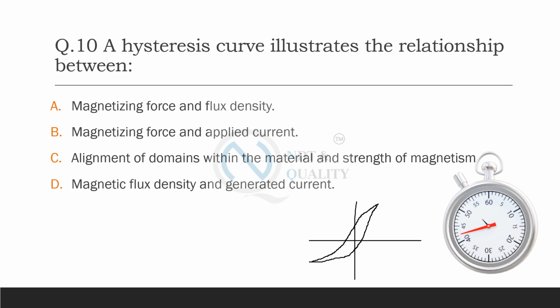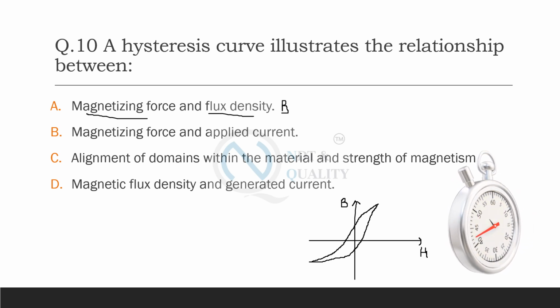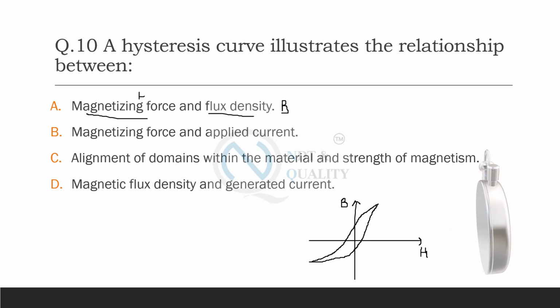The relation is between, so what is the relation? What is on the x-axis and what is on the y-axis? The y-axis is B and the x-axis is H. What is B and what is H is the correct answer. So our answer will be magnetizing force and flux density. This is B, the flux density, and the magnetizing force is H. So this is our correct answer.